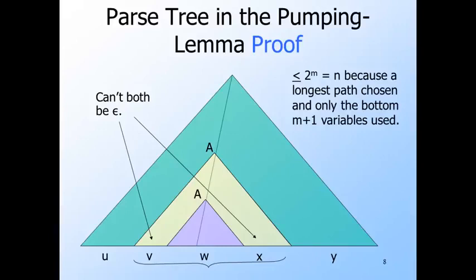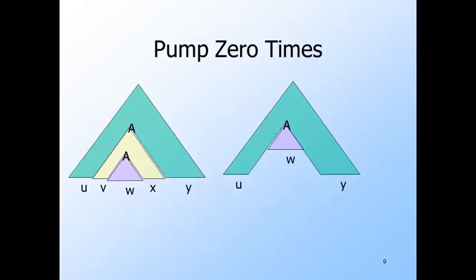Moreover, once we have a variable not on the path, there are no epsilon productions, so we must generate from this variable at least one terminal. That is all we need to conclude that either V or X or both have length at least one. Now we can take advantage of the fact that we have two A's along the path. We can get rid of V and X by pumping zero times.